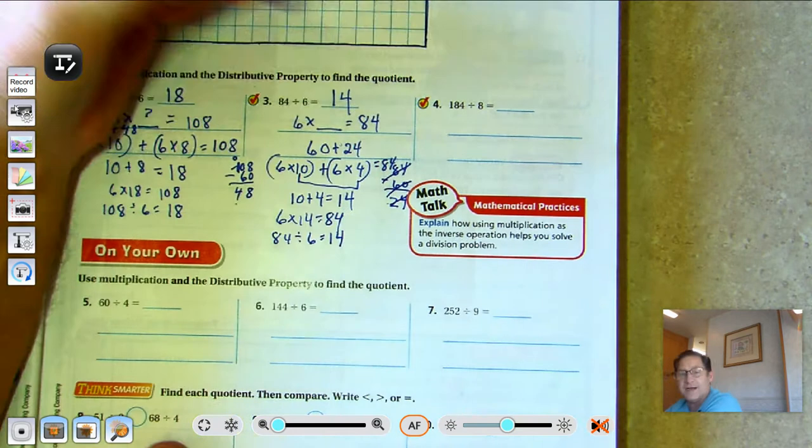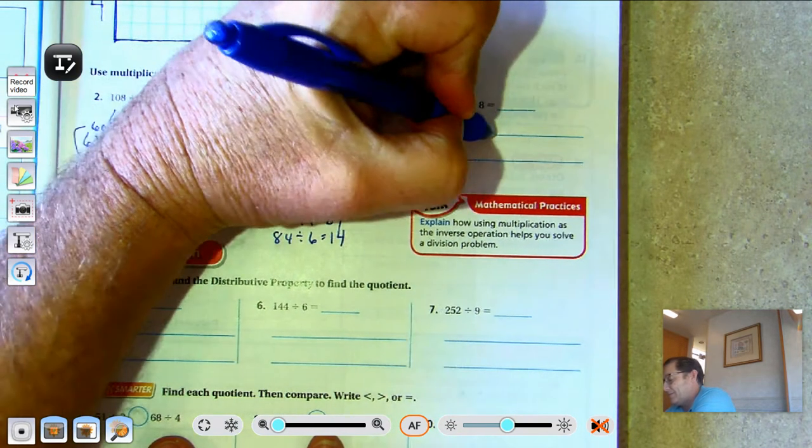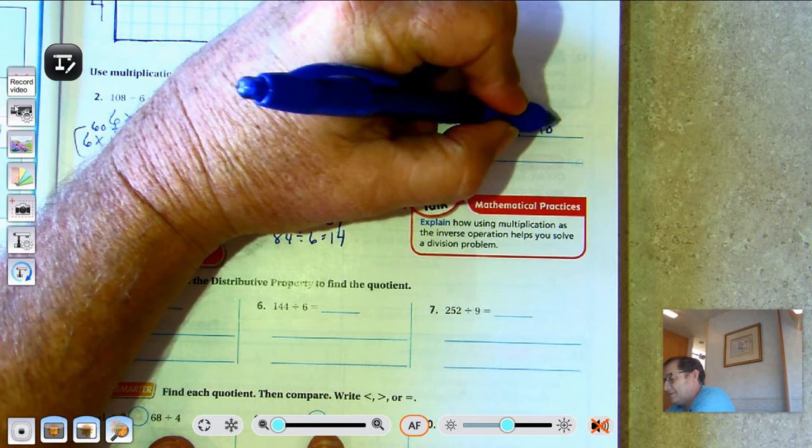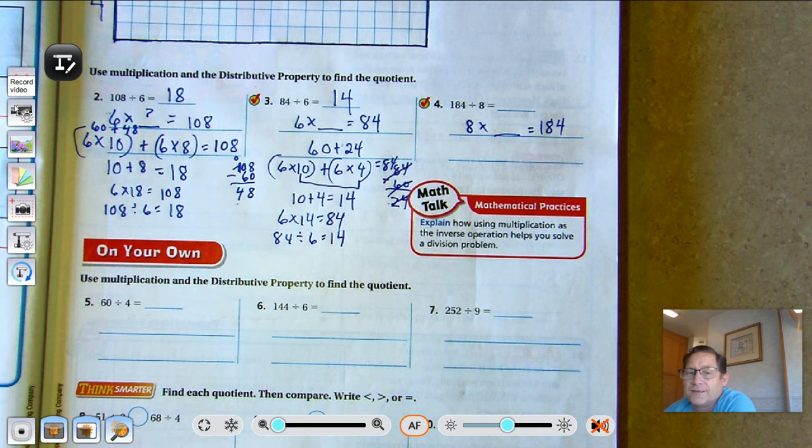184 divided by 8. 8 times something is 184. Now we need to break up the 184 into two smaller products. 8 times 10 is 80, and I could do that, but 104, that's still kind of hard to divide by 8. How about 20?